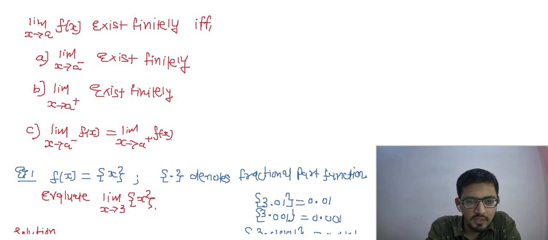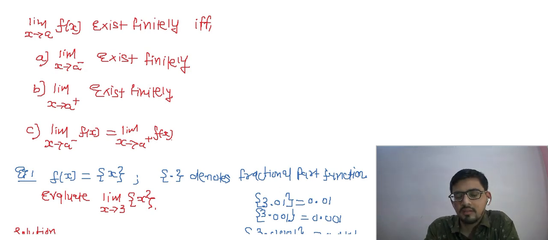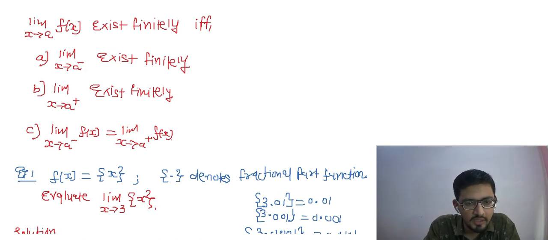So what we studied so far is the definition of when a limit will exist finitely: LHL exists finitely, RHL exists finitely, and LHL and RHL should be equal. Why I wrote finitely: it's not like LHL you are getting infinity, RHL you are getting infinity, and you say infinity equal to infinity, sir, the limit exists. No, that is the wrong interpretation. Explicitly that's why I wrote it should exist finitely.